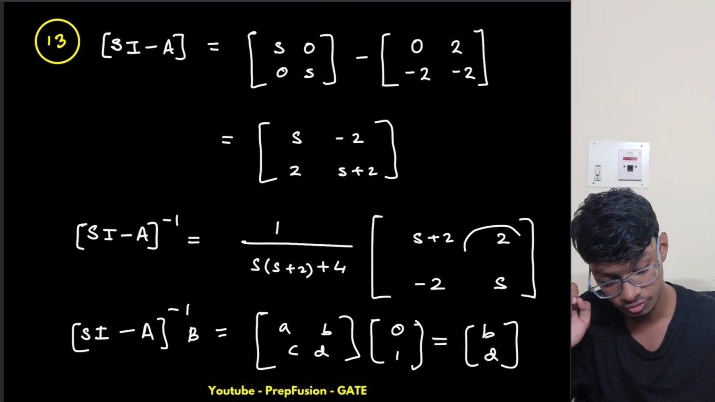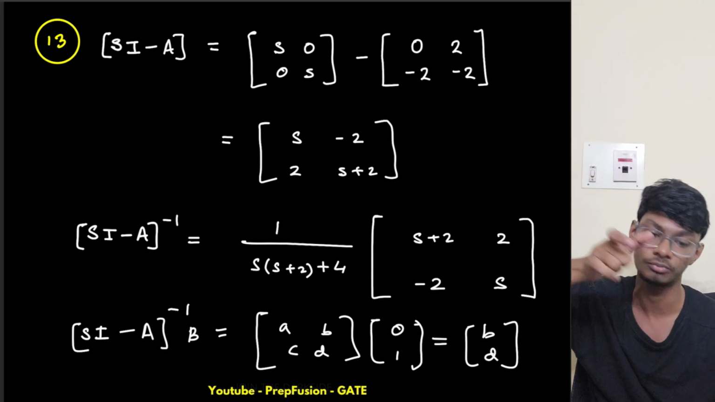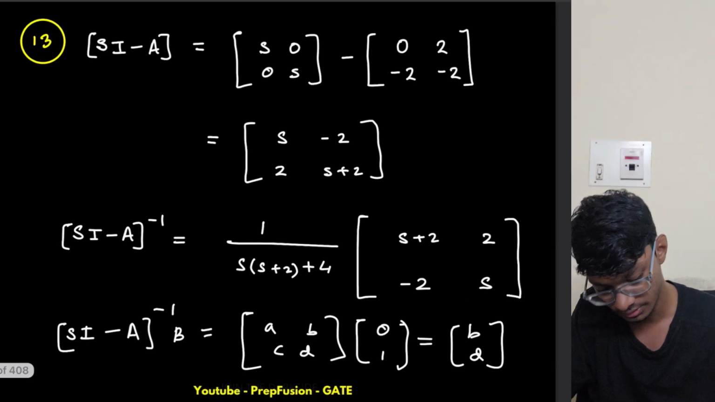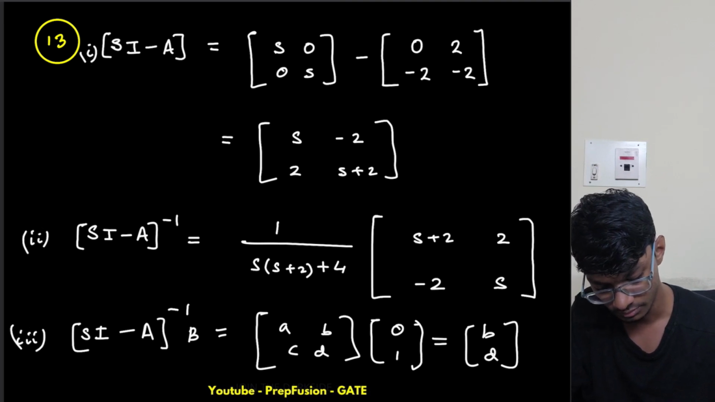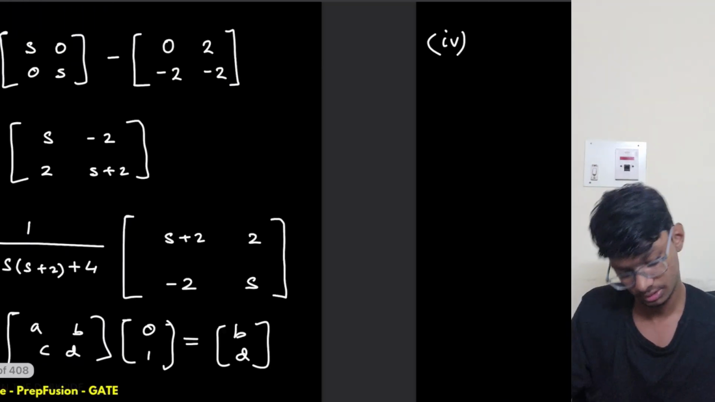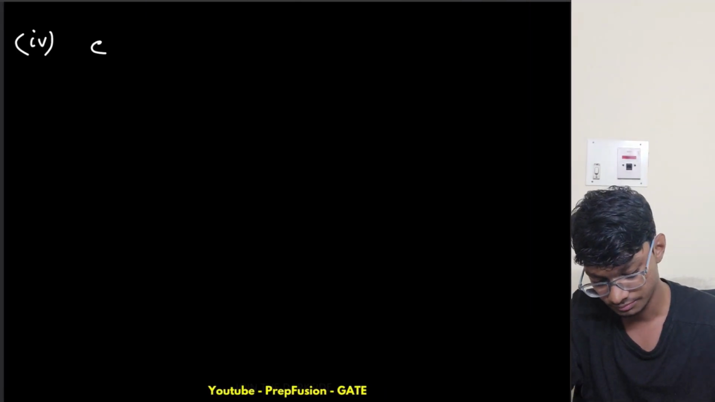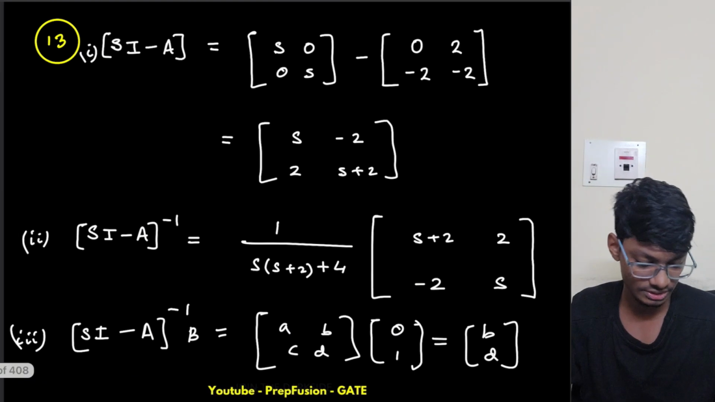Now let's solve for b and d, or let's find the expression of the transfer function at the end, then I will put the value of b and d. Let me name each step. This one was the first step, this one was the second step, this one was the third step, and now the fourth step. The fourth step is basically C into sI minus A inverse times B.